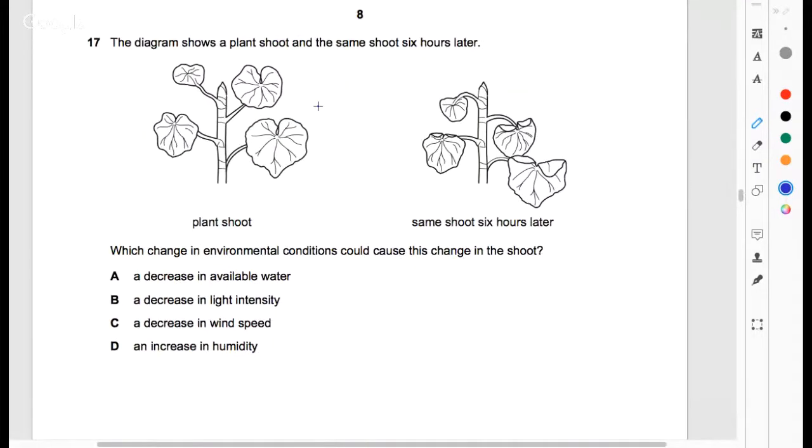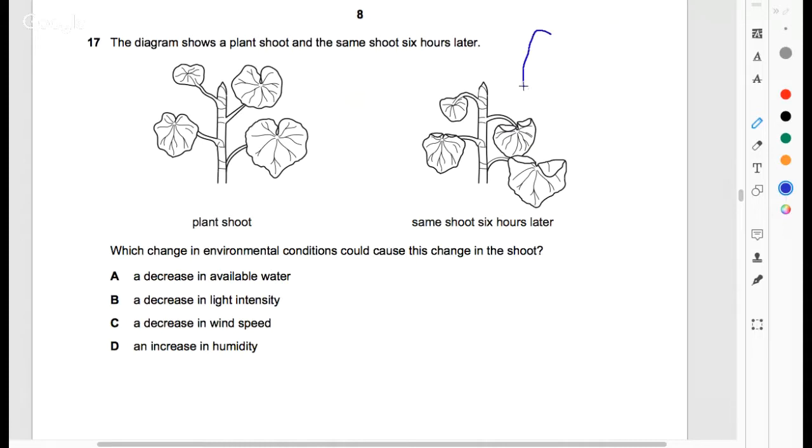The diagram shows a plant shoot and the same shoot 6 hours later. Which change in the environmental condition could cause this change in the shoot? Decrease in available water, decrease in light intensity, decrease in wind speed, and increase in humidity. So in this short period, you see the plant has become wilted, which means that the cells inside the plant have become flaccid because they have less water.